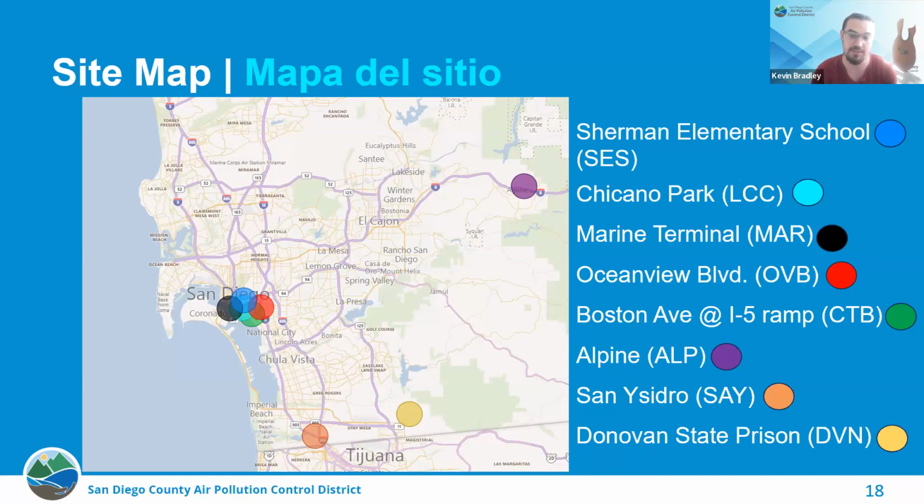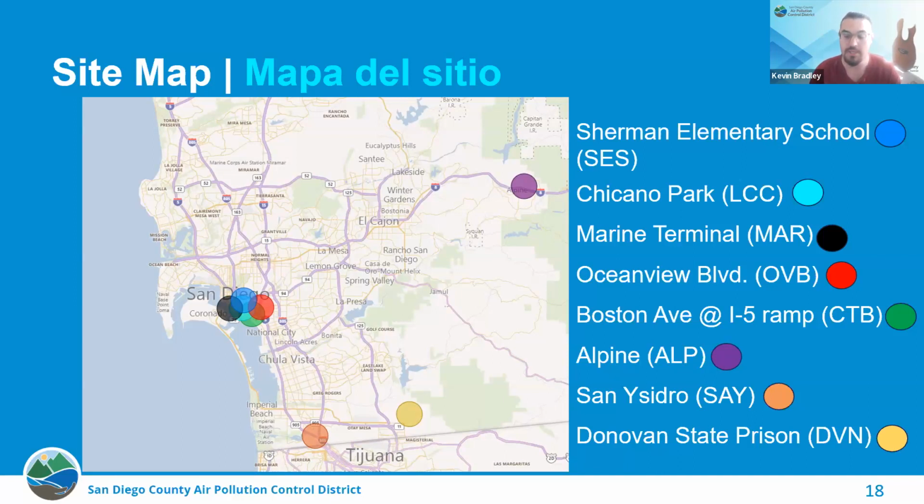But just to give a little bit of context, all the way to the east there, you see Alpine. That's our background site. So we expect much lower levels of diesel particulate matter out at Alpine. There's not nearly as much traffic and sources and things like that. So that's that purple dot way out east on the map. And these colors are going to stay consistent throughout this presentation. So whatever color corresponds to each site, it's going to stay that way. I'll zoom in on the Portside sites in a minute.